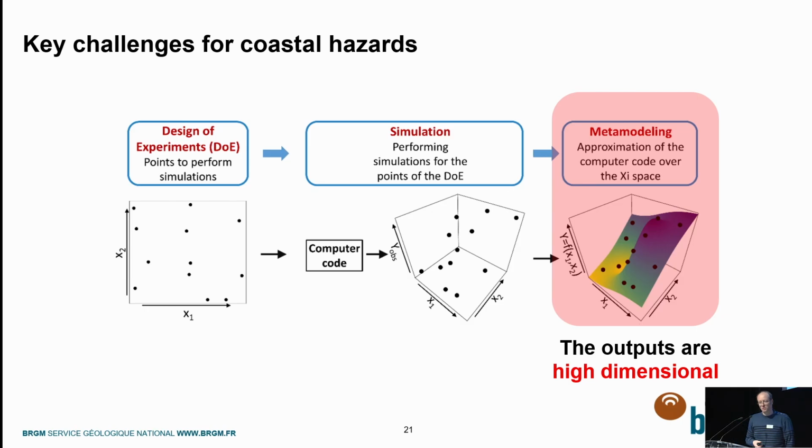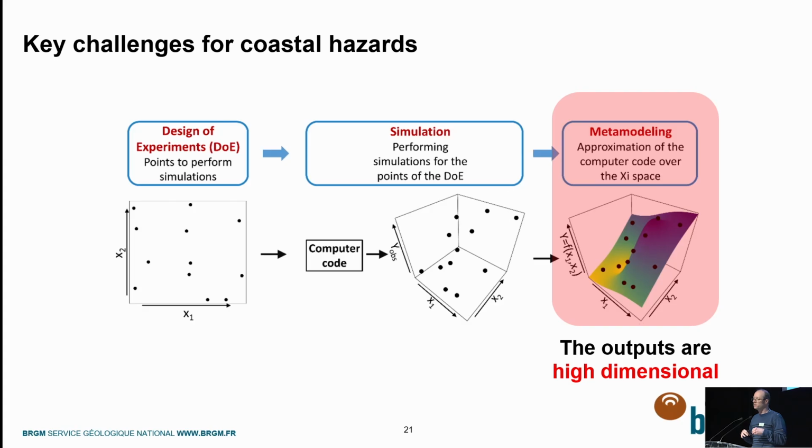So I don't know if I'm okay with the time. Still okay, good. So I'm still listing my challenges. I spoke a lot about input, functional input. I spoke about what kind of adaptation we can do with the Gaussian process framework for functional input. Now I'm speaking about the output. The outputs are high-dimensional. You already have a good picture with my picture.